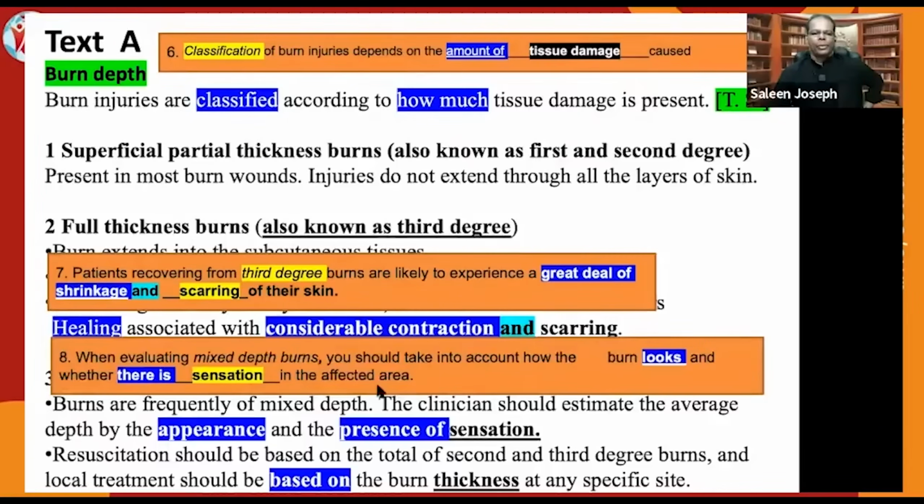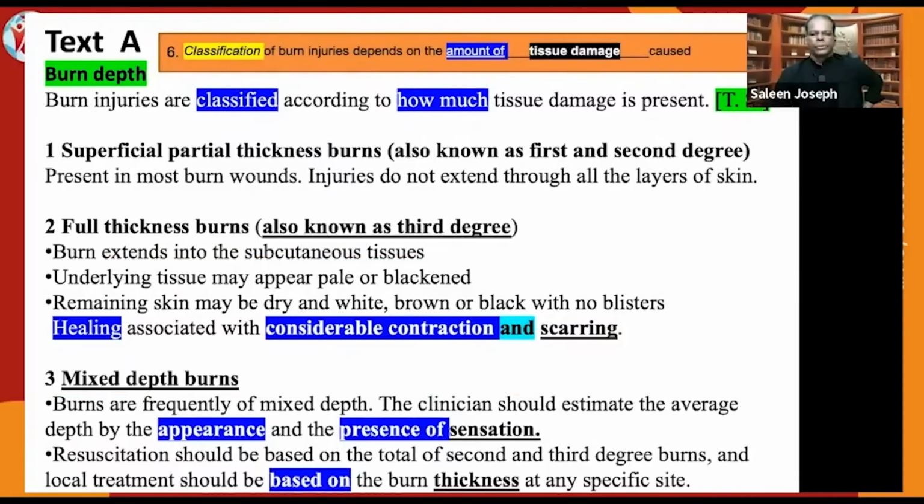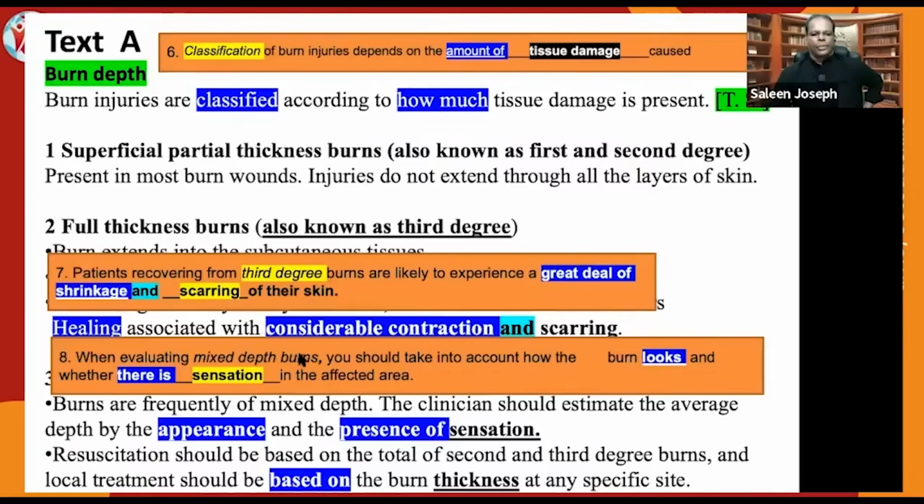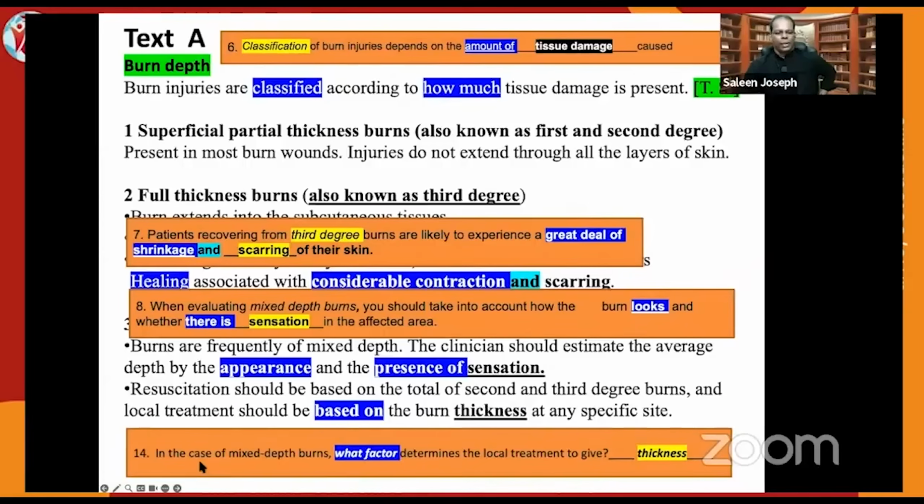Next one, when evaluating mixed depth burns, immediately you have to come here, mixed depth, right? Below. Last portion, 3. You should take into account how the burn looks and whether there is sensation in the affected area. Presence of? Sensation. Yeah, second line, you see. Looks, appearance, synonyms. Next one, 40th one. In the case of mixed depth burns, what factor determines the local treatment to give? What factor? Based on. Synonymous expression. Okay, local treatment should be based on the burn thickness.